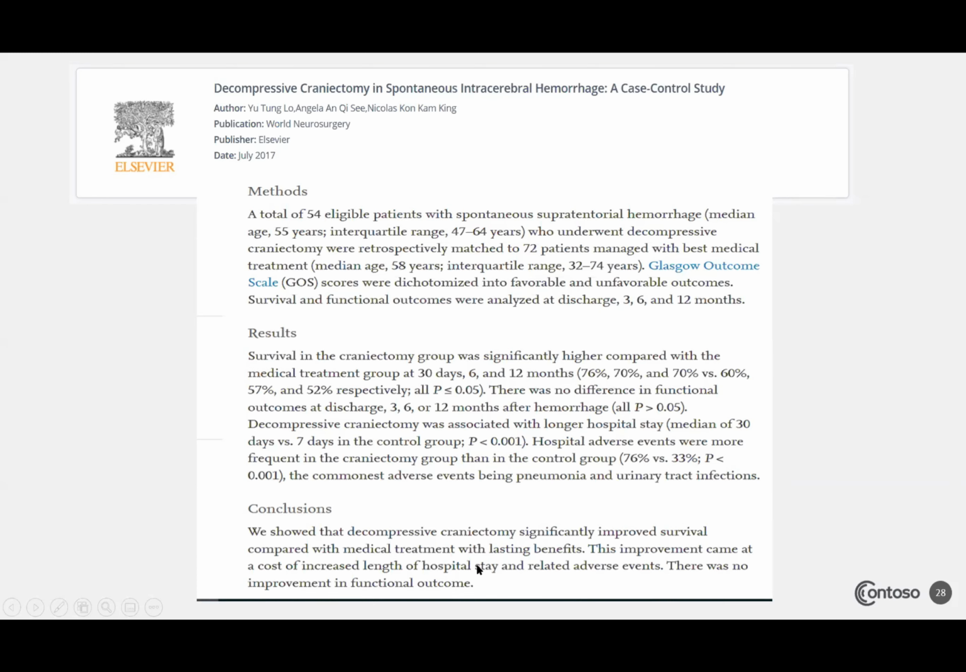This is survival: the patient will die and you will prevent the death by taking them to the OR, even if the functional outcome is a persistent vegetative state. It's okay, but you give them the chance to live. So there is no significant improvement in the functional outcome, but they survive. So it is a survival thing, like decompressive craniectomy in stroke patients. This is decompressive craniectomy, and STICH trial was a craniotomy.